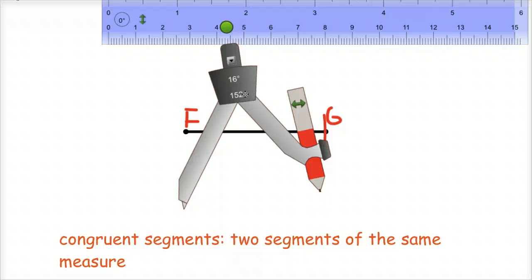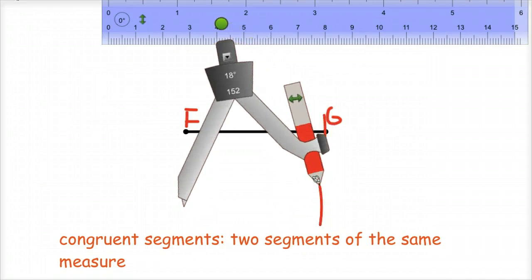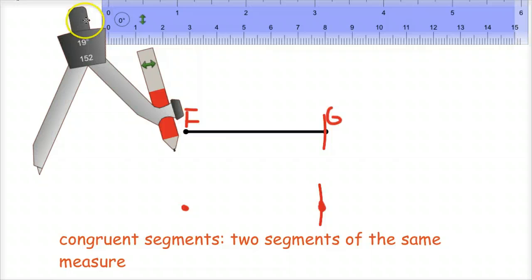So now that I have this set to a certain distance, it's the same distance or length as FG, I can make other line segments that are that same length or measure. So what I do is I make a little arc here. It's in the same spot as FG was, or G was. And then I put the dot down at the bottom, and I put a dot on this arc here. And then I'm going to connect those two points, those two endpoints, with a line segment. And now I have a line segment that is the same length as FG.